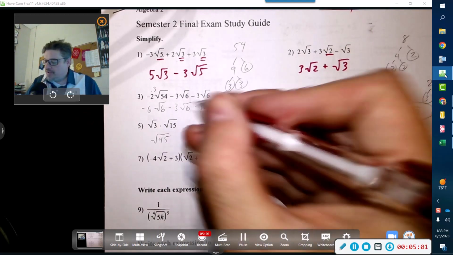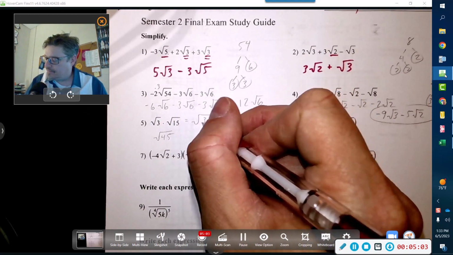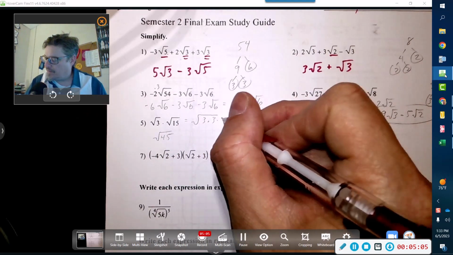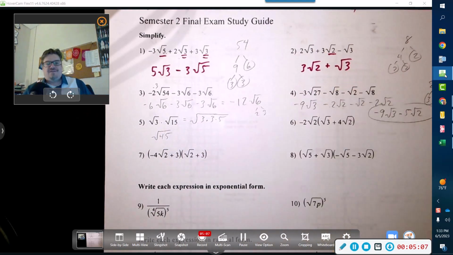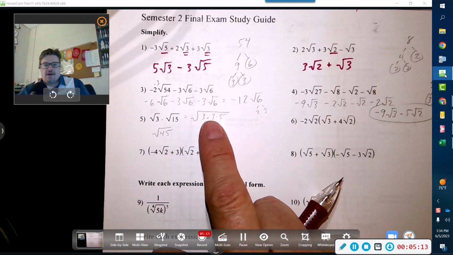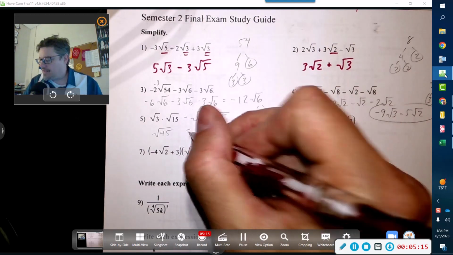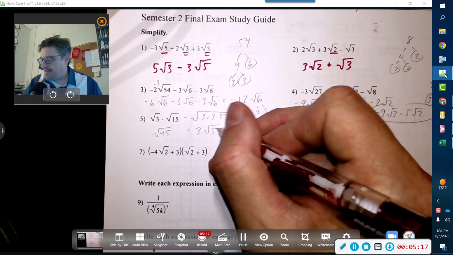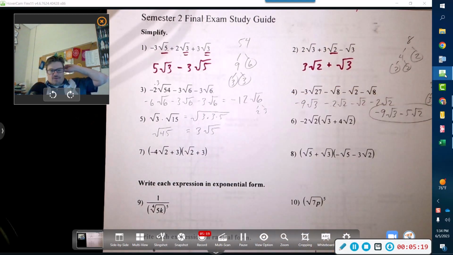So I could have written it like this, okay, and broke down 15, because now you can see that's 9 times 5. I can take a pair of 3's out and leave the 5. Your answer is going to look like this, okay? Radical 45 is the same as 3 radical 5.